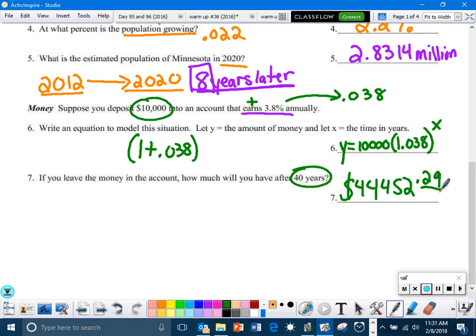$44,452.29. All right, let's move on to page 2.